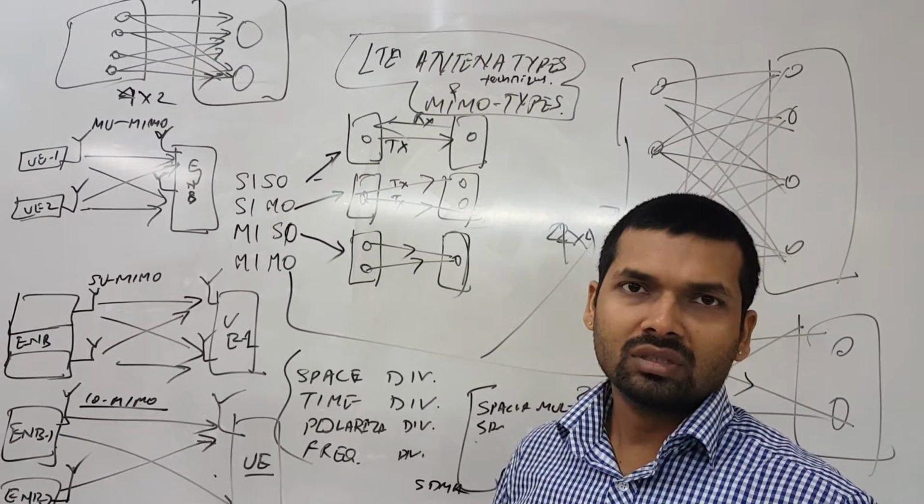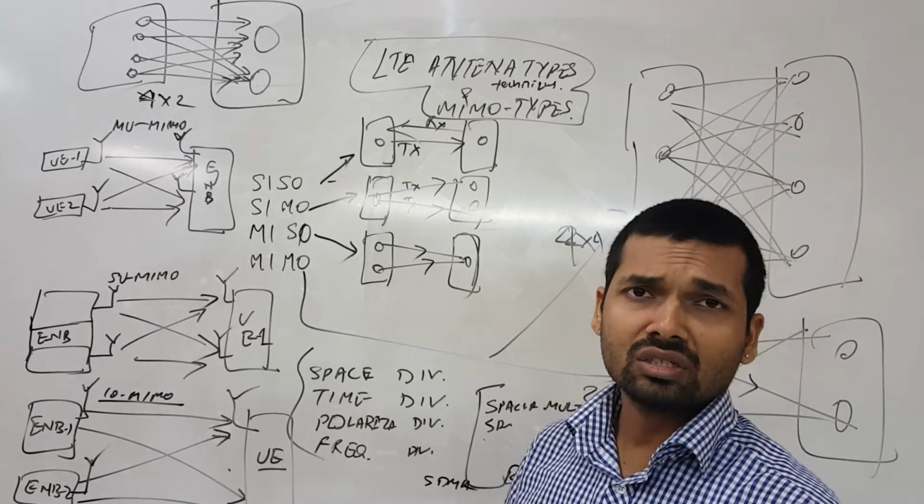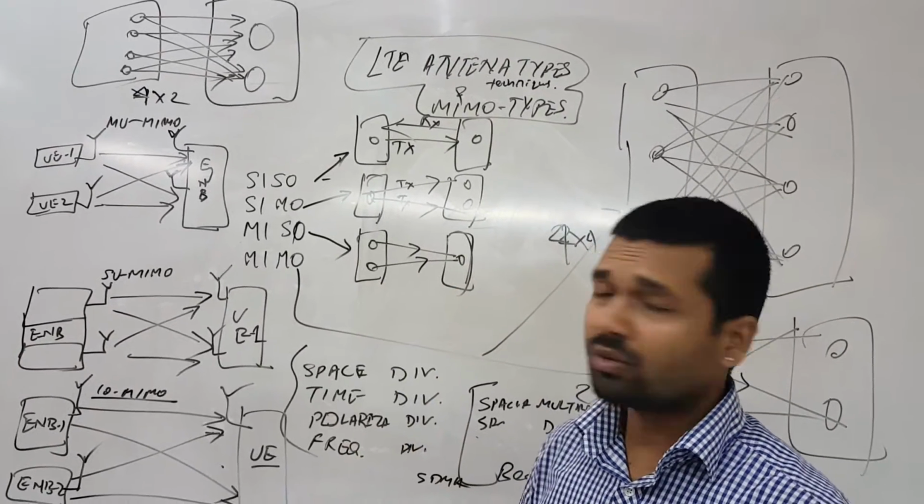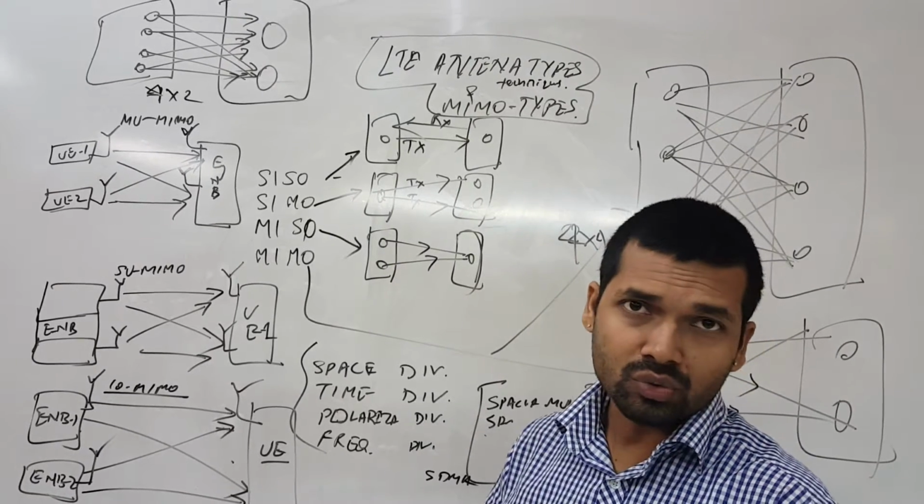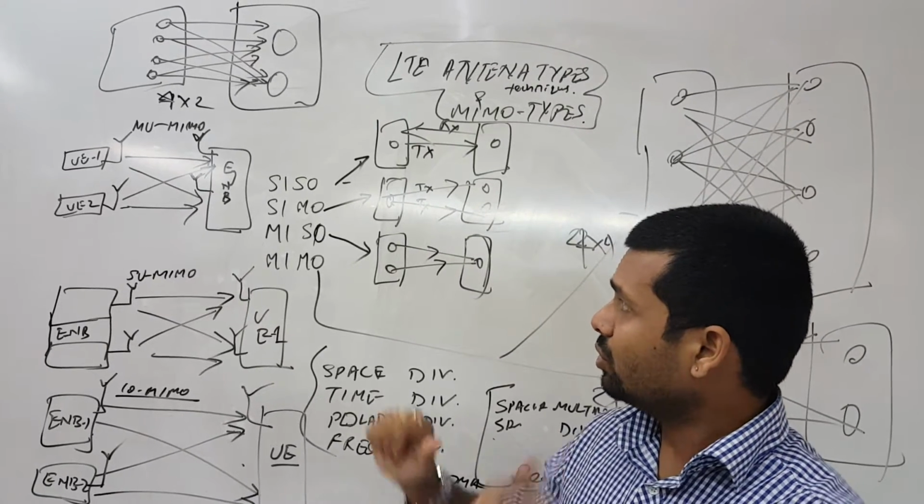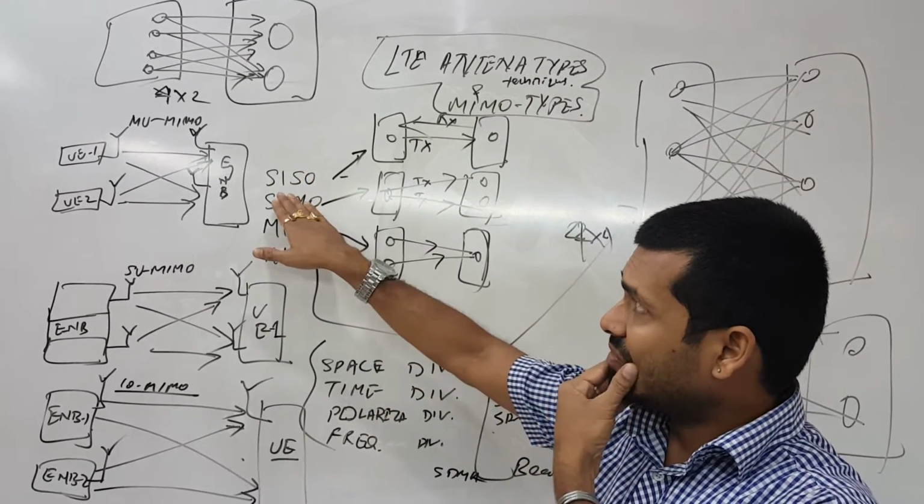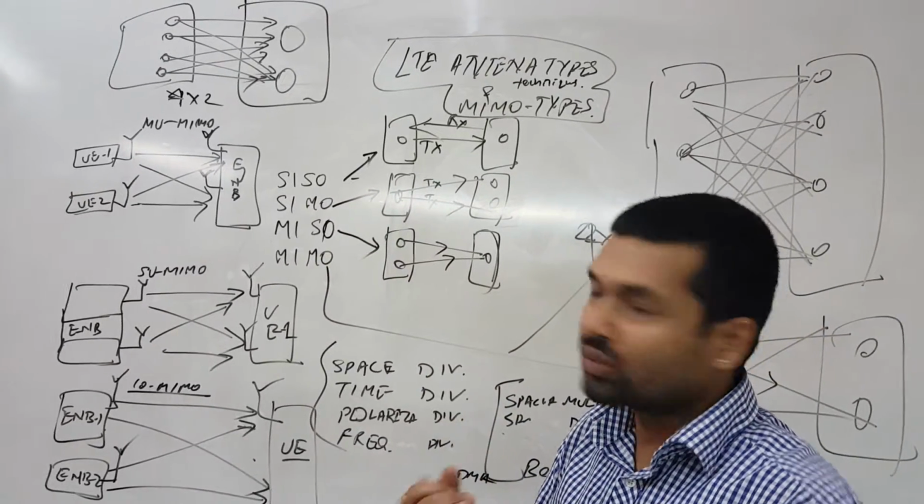Good morning everyone. So we'll be having a detailed discussion on the antenna, the types of antennas used in LTE system, the types of MIMO used, and the merits and demerits. So we'll go through four different kinds of antenna configurations.